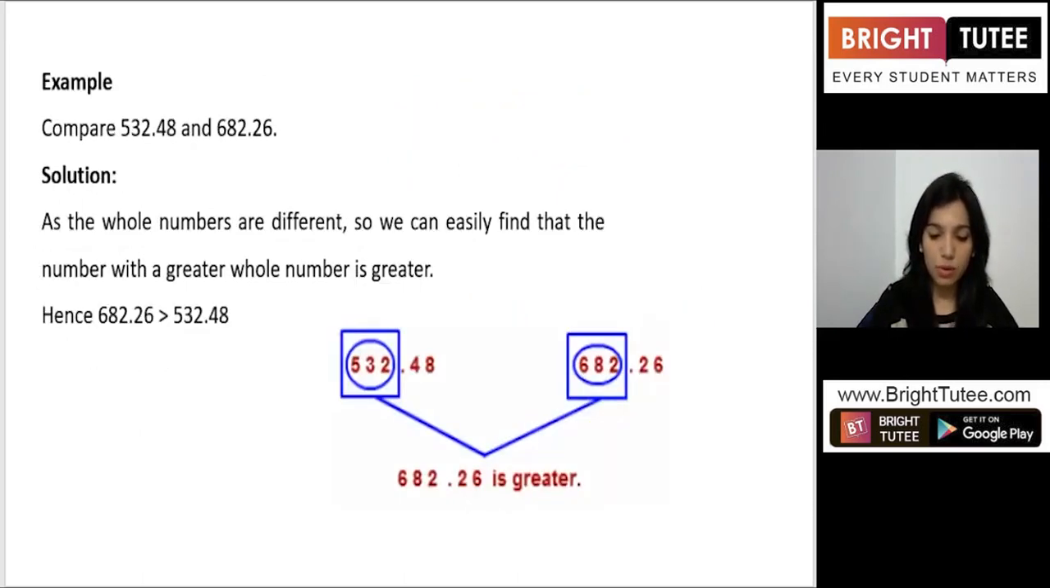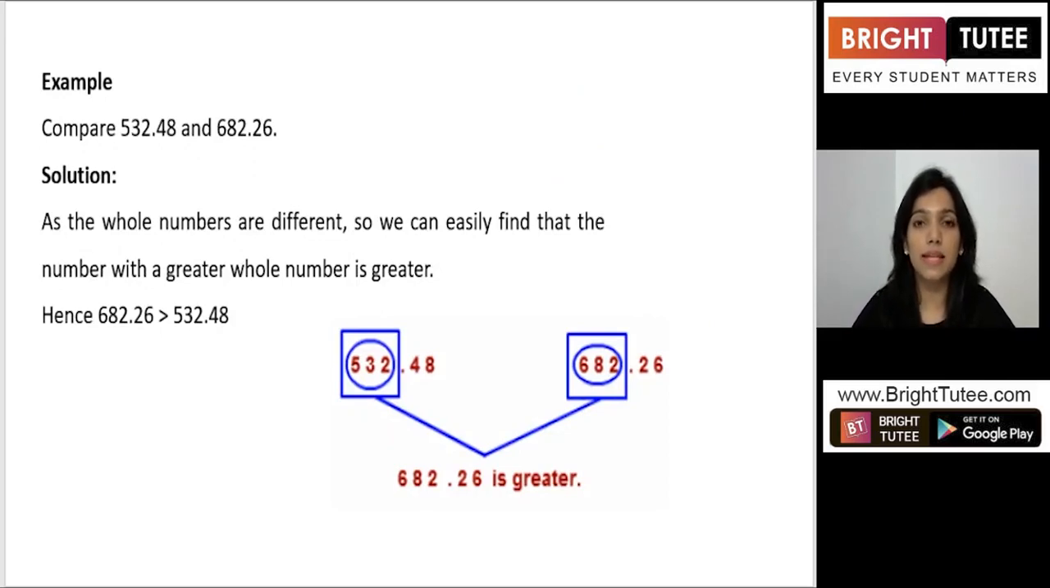Let us read about comparing decimals with the help of examples. The question says that here we need to compare the numbers 532.48 and 682.26. Clearly the whole numbers given to us, that is 532 and 682, are different, right? So we don't even have to consider what the numbers at the tenths and hundredths place are. We just compare the two whole numbers.